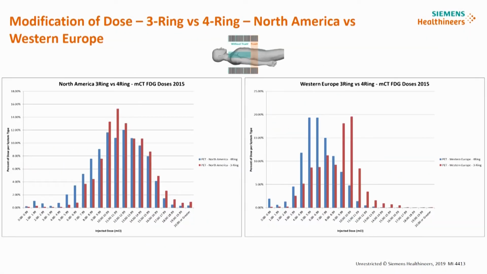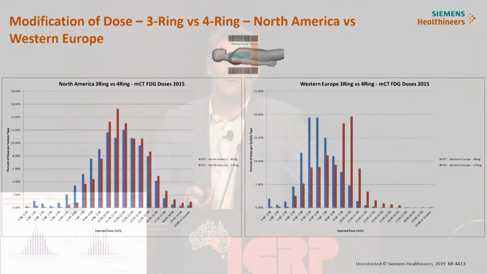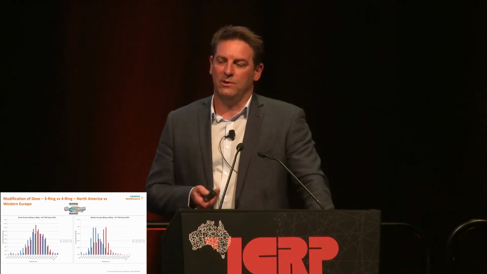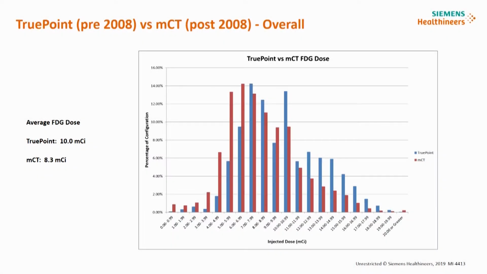So looking at what impact some of these technological advances have made on the injected activity we're seeing around the world, interestingly in the US not much for the addition of the additional ring, but in Western Europe we saw a reduction of average doses from around about 11 down to around about 8 millicurie initially. Looking back at previous detector technology, so the TruePoint systems which were pre-2008 to post, we saw a slight reduction, around about 17% in this case.